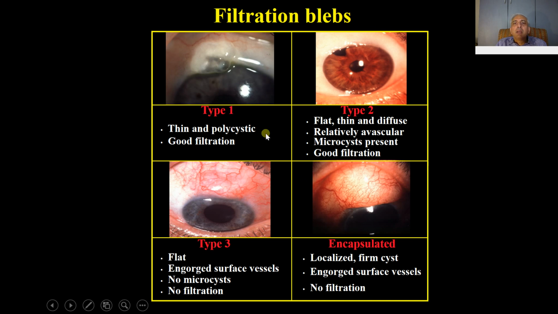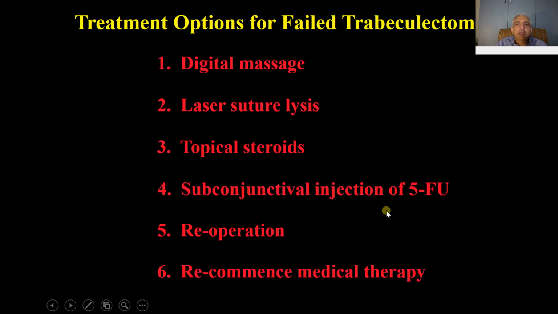The blebs can be of different types. They can be thin, they can be flat, they can be engorged with blood vessels, or they can be encapsulated. So you have to look out for this, and this is typically what you see in patients with glaucoma.